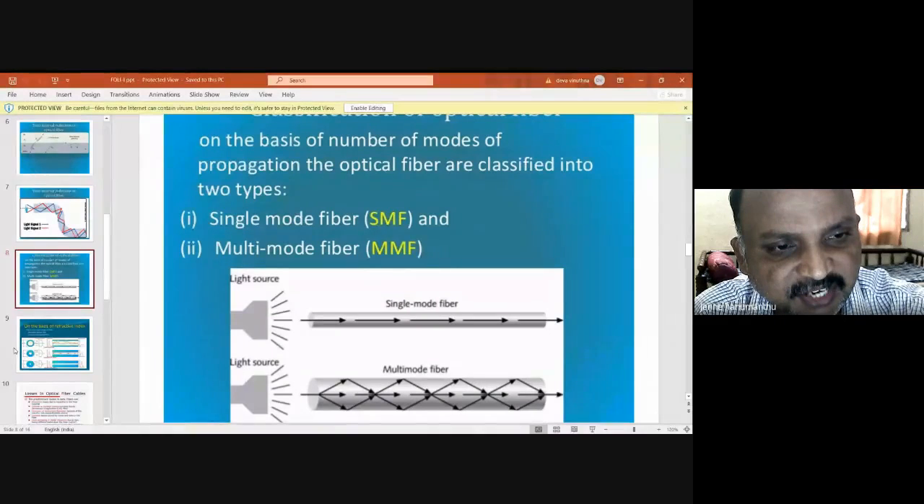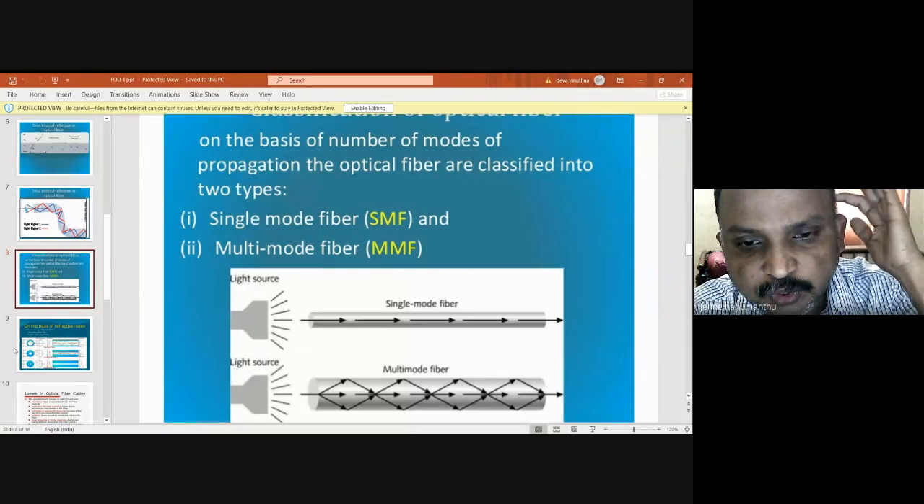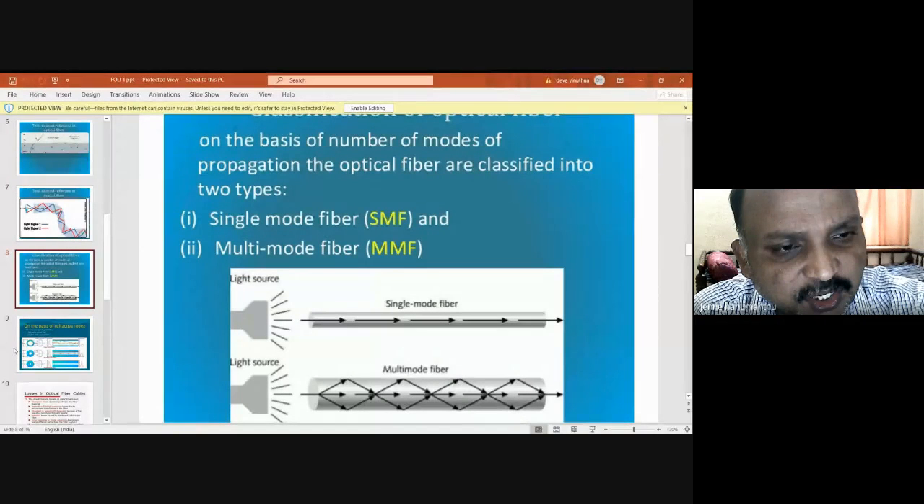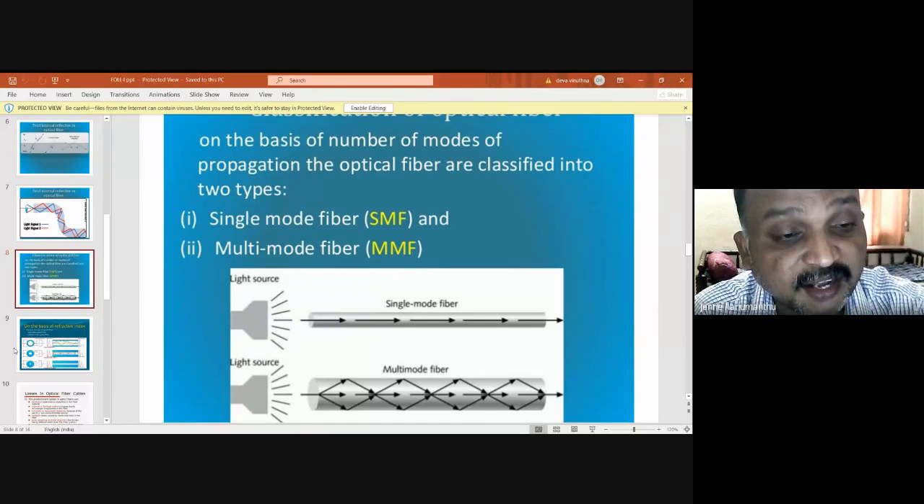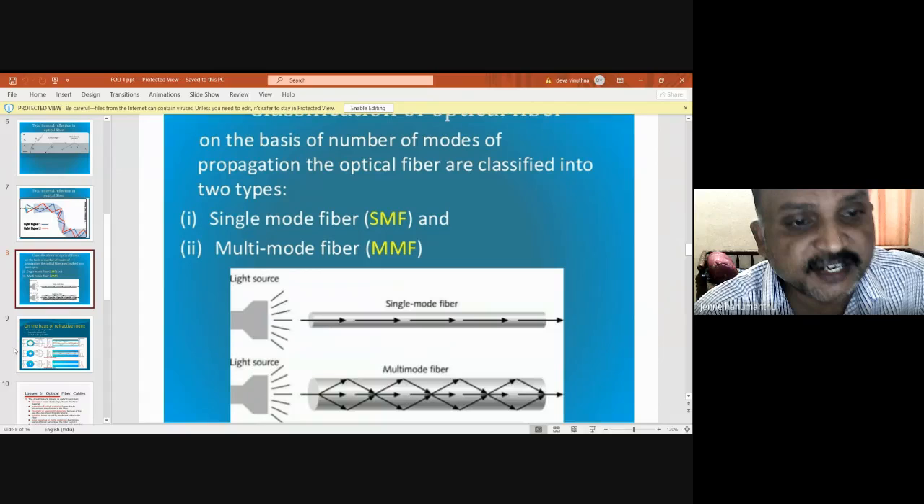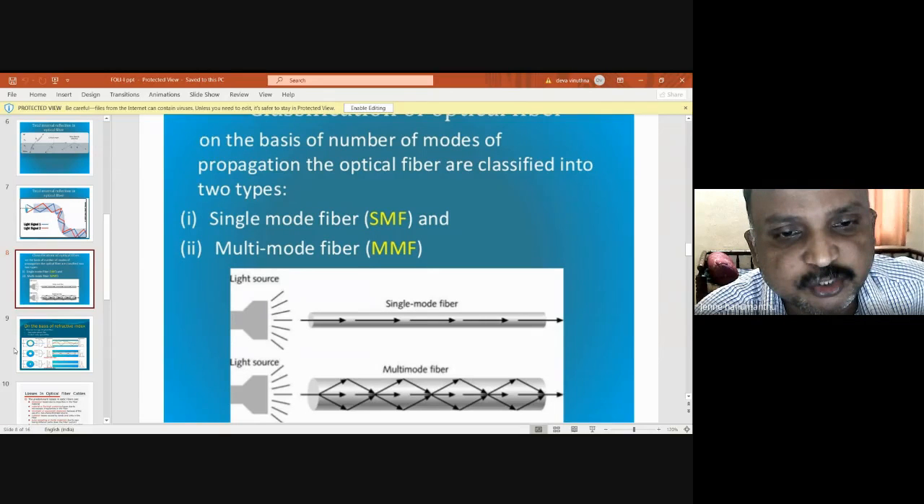When the light falls onto the fiber, there is a coupler. It's called an optocoupler. Because of this optocoupler, the light is coupled to the fiber. Then the light enters the core. When the light enters the core, it is going to propagate in the direction of the arrow marks I am showing, like this.